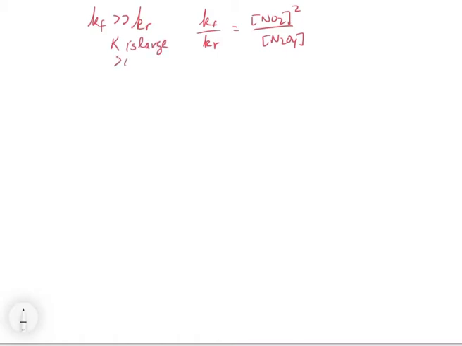Let's say K forward is much, much greater than K reverse. If K forward over K reverse is equal to the concentration of the products over the concentration of the reactants, what does that mean? It would mean that K would be a large value, let's say greater than 1,000 or something like that. If K forward is very large and K reverse is relatively small, or big K is a large number, that means we're going to favor products.